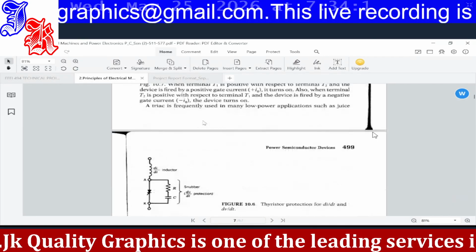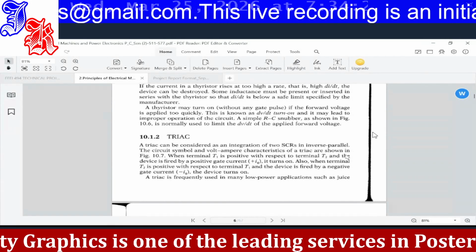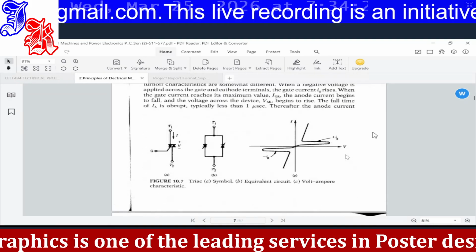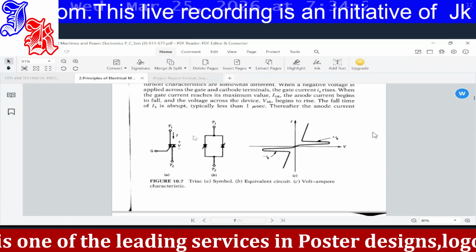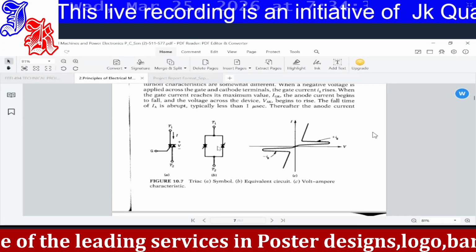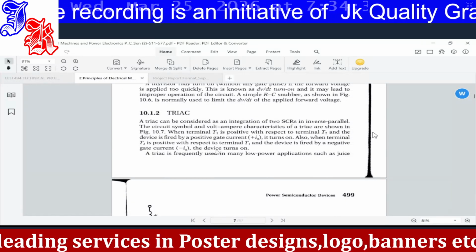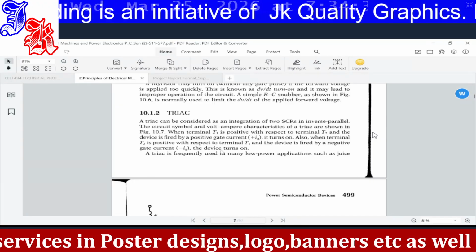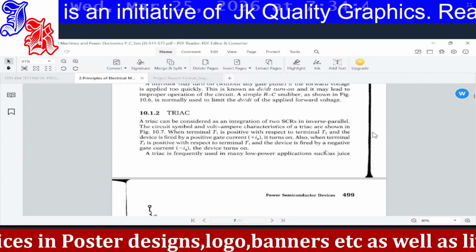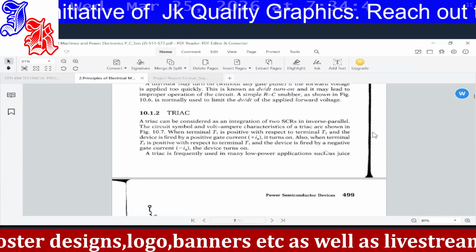Yeah, in inverse parallel. Here they are. We have two of them. They are parallel, but they are still connected. So it has its own advantage that either way, we can either ignite it with a positive gate current or a negative pulse. For the one we are studying, we can only ignite it with a positive pulse.